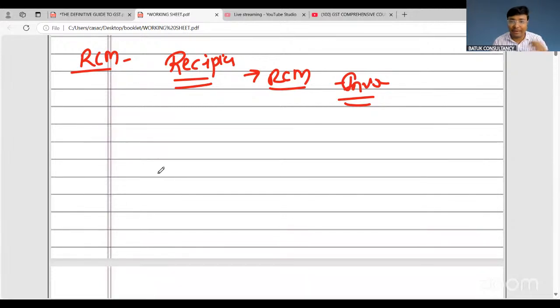Yes, sir. In case of rent, if you have taken a commercial property from an unregistered person, definitely an invoice is required and payment under reverse charge mechanism is also required, from 10th of October 2024. That we will also cover when we take the services.